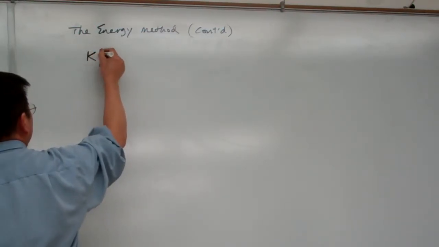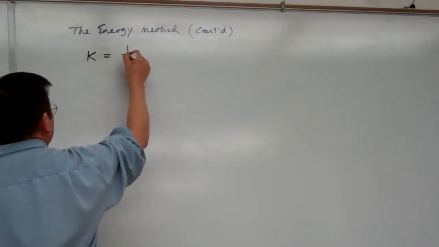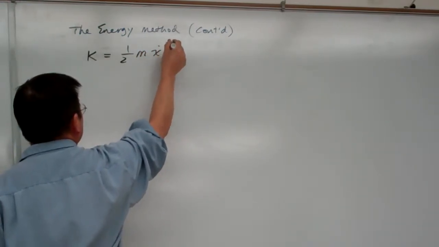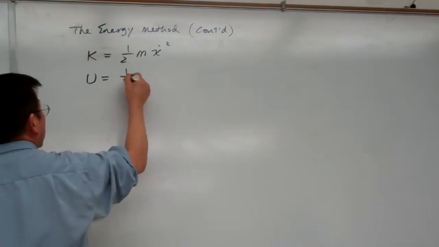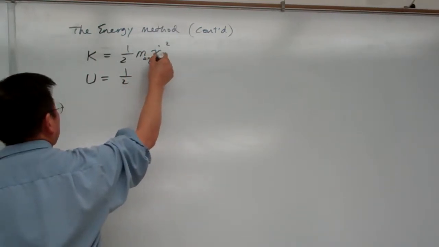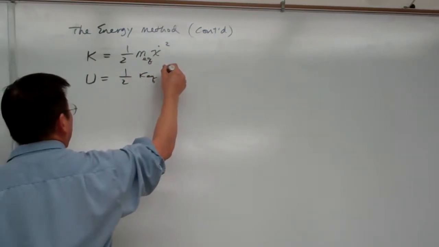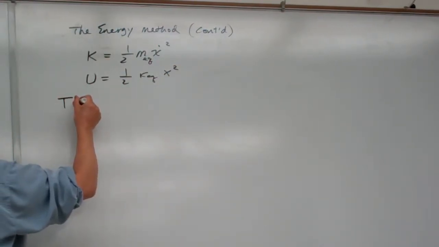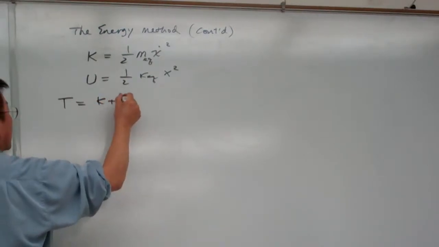So for kinetic energy, for a single degree of freedom, it is (1/2) m_eq x dot squared, and for potential energy we have (1/2) k_eq x squared. Okay, so the total energy is equal to K plus U.